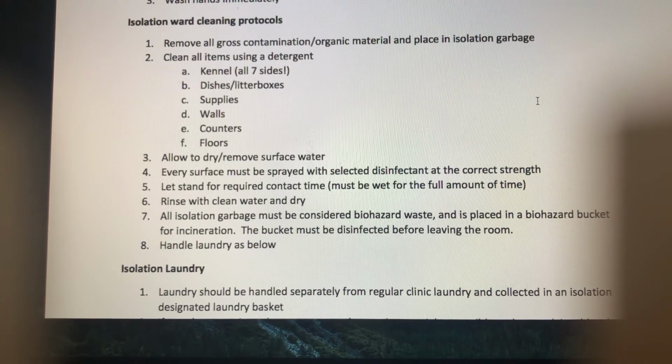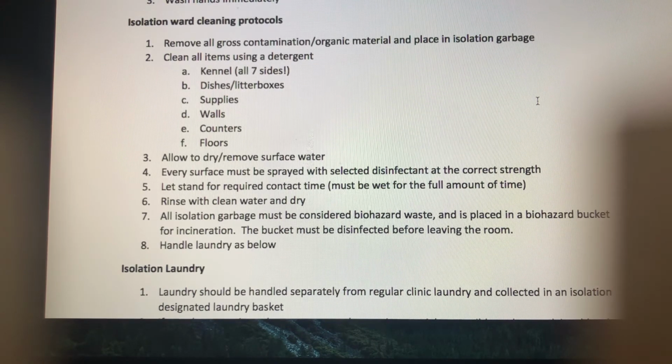We're going to clean dishes and litter boxes, any supplies or equipment, the walls, the counters, the floors. Floors should be done last because as you're wiping all the other things, kind of clean top to bottom, right? As you're wiping all the other things, contamination is settling onto the floors. So then you're going to allow the area to dry or remove the surface water.